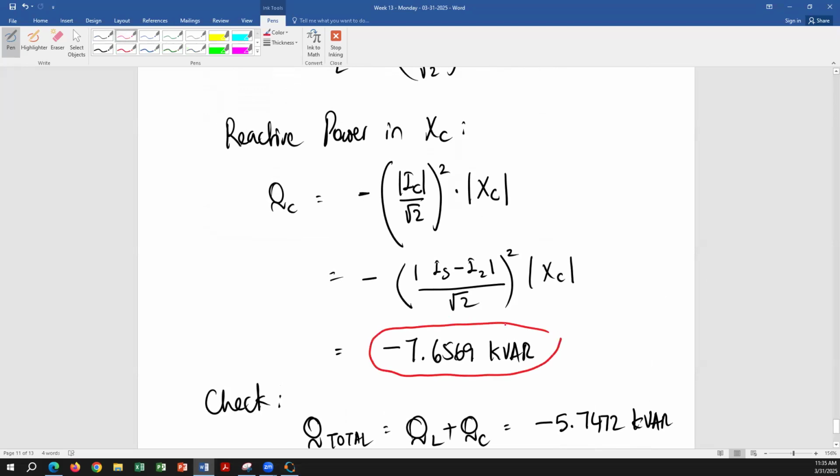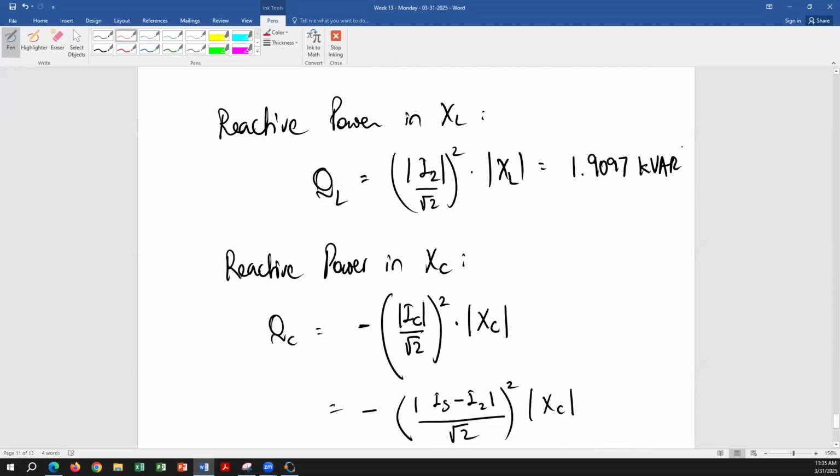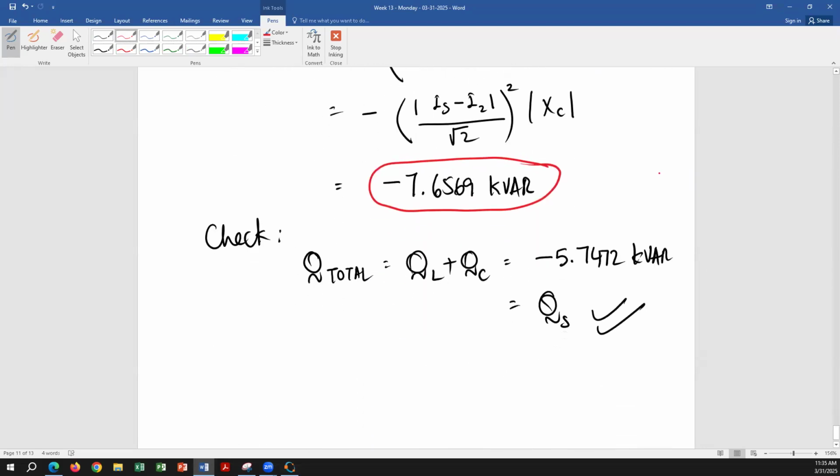So as you can see, the source's average or active power is going only into the resistive components, and the source's reactive power is going only into the reactive components. And that concludes our class today. If you have any question, I'm here. You can ask me anything.